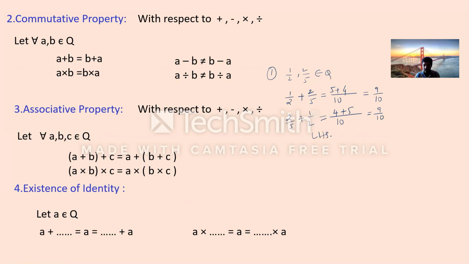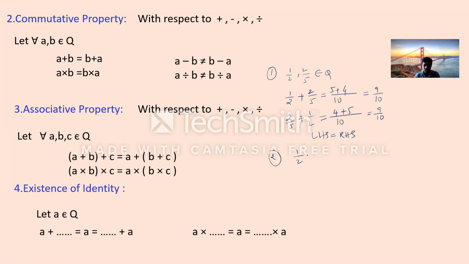So we got LHS and RHS, both are same. From this we can say that rational numbers satisfy commutative property with respect to addition. Now we will check in multiplication.